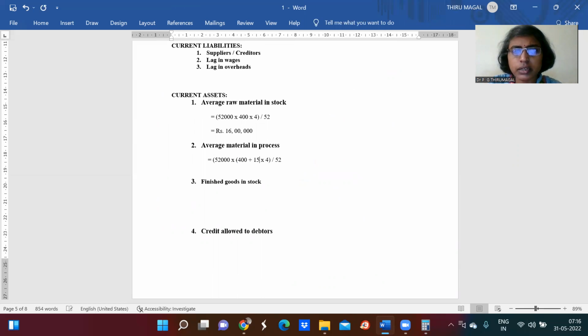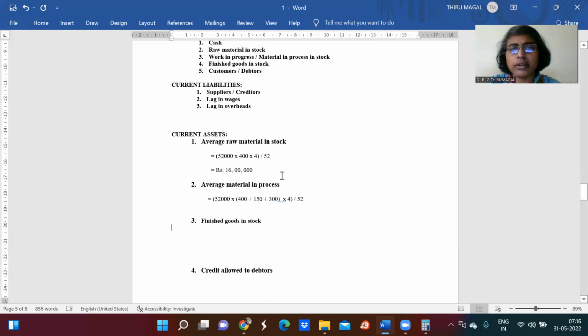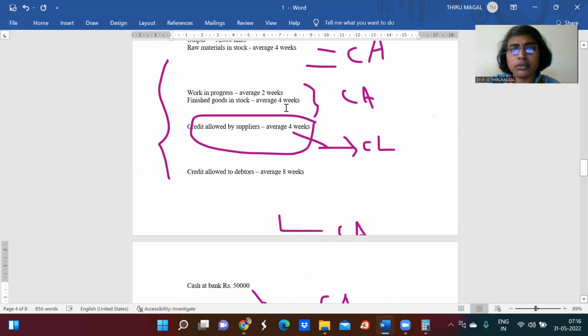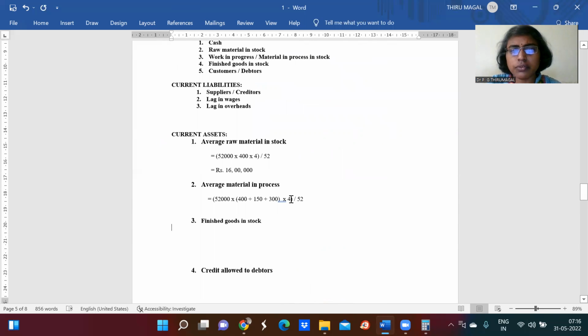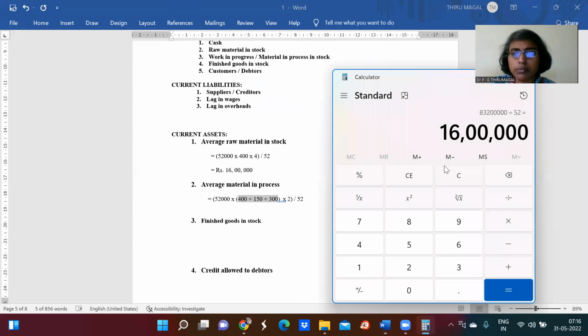400 plus 150 plus 300. Add all the unit costs, and that should be multiplied with average material in process. How many weeks is given? 2 weeks is given. So instead of 4, I'll mention 2 divided by the 52, the same. Now what we can do is, first we will add all the 3, then it should be multiplied with 52,000 and 2. If you add all the 3, you will be getting around 850. That is already mentioned in the problem also.